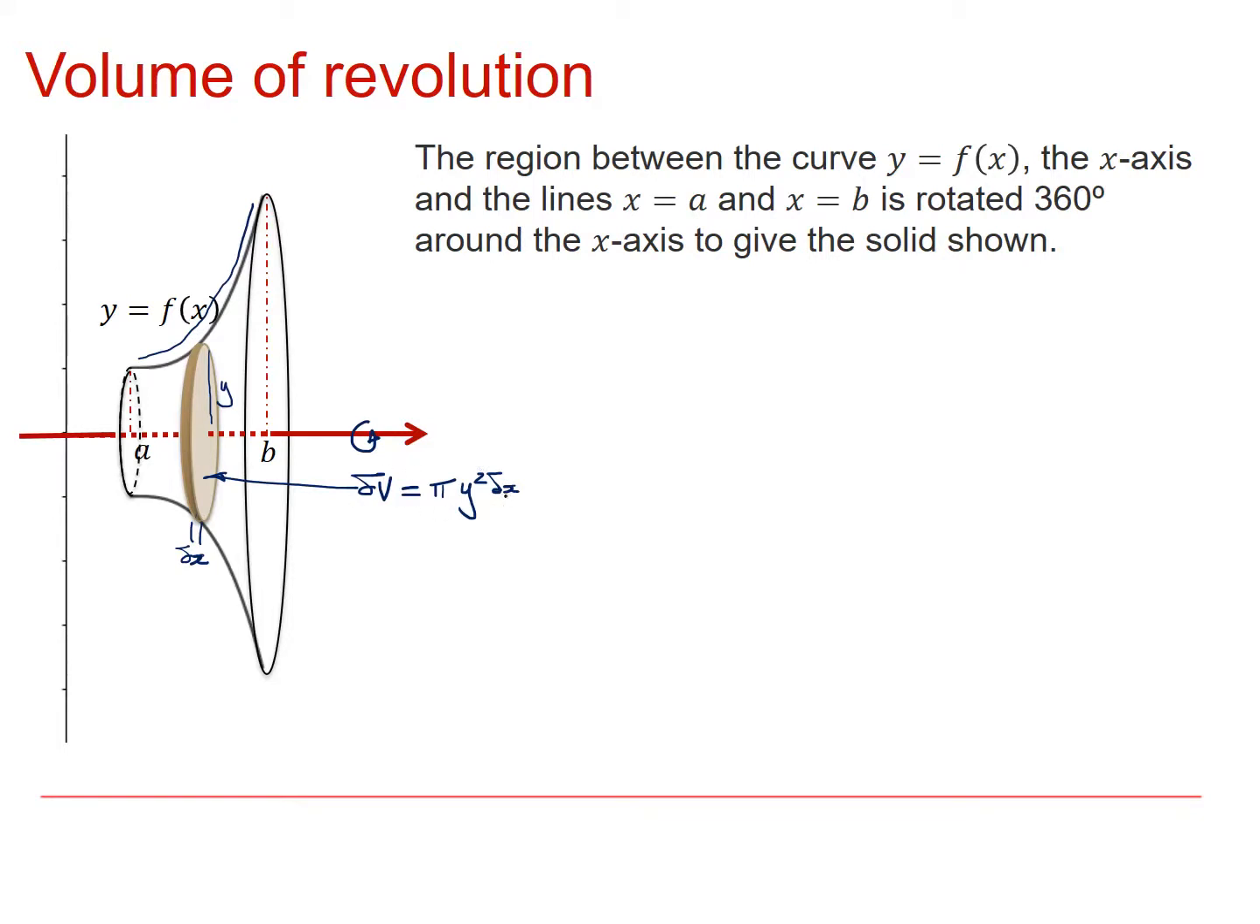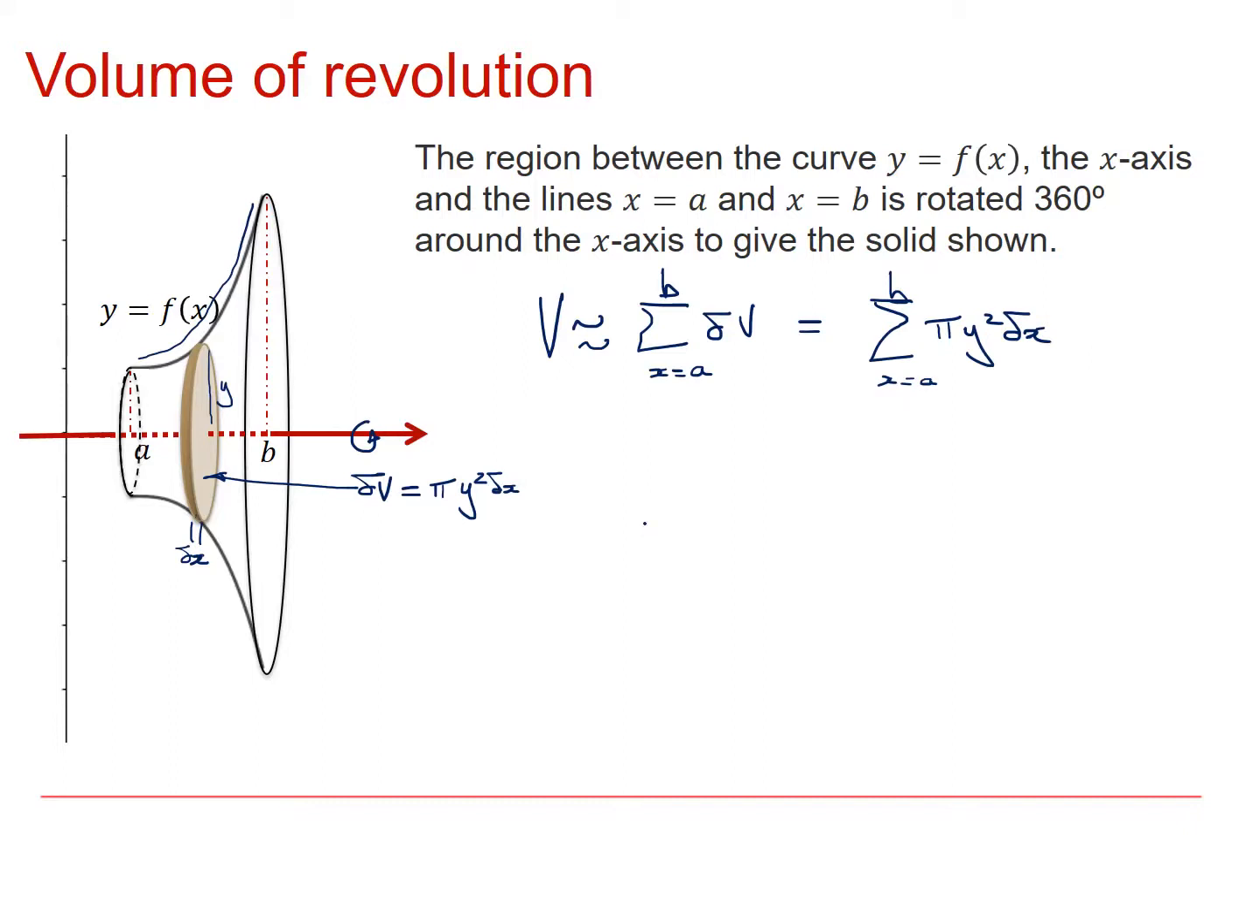We saw this expression in a previous video, and that this solid is formed by taking lots of these disks between A and B and adding them all together. The volume of this solid then is approximately the sum of all the disks that I've got between A and B, so it's all of their volumes, and that is the sum between A and B of pi y squared delta x.